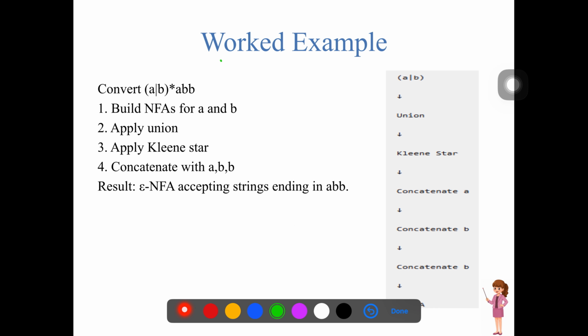Worked example. For this expression, these are the following steps. First, build the NFAs for a and b. Then we are applying the union. Then we are applying the Kleene star. Then concatenating a. Then concatenating b. Then concatenating b again. And next we are generating the epsilon non-deterministic finite automata. This is how the working will be done. Let's move on to the next slide.